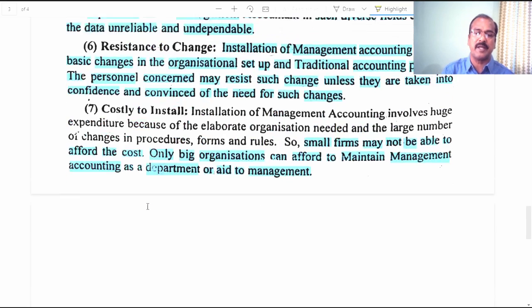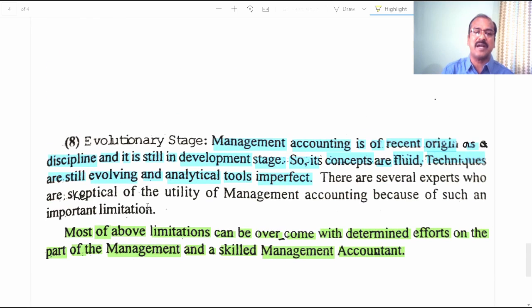And the eighth limitation of management accounting is its evolutionary stage. As I have already explained, management accounting is a subject of recent origin. As a discipline, it is still in its development stage. Its concepts are fluid, techniques are still evolving, and analytical tools are imperfect. There are several experts who are skeptical about the utility of management accounting because of such an important limitation.